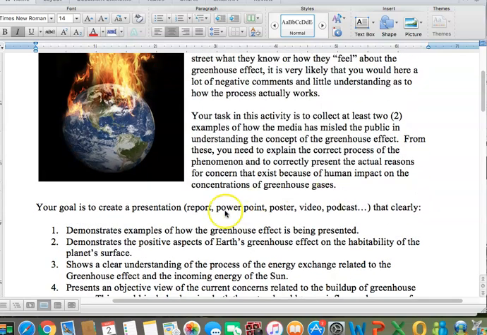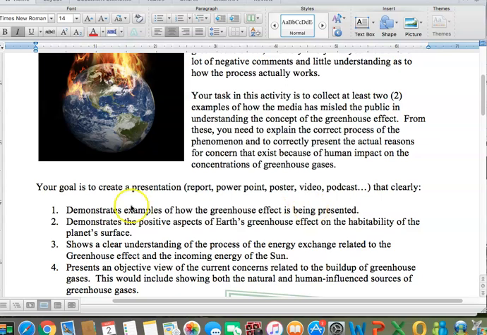So your goal is to create a presentation. This is very open-ended. It could be a report or a research paper. It could be a PowerPoint, a poster, video, podcast. Up to you how you want to present your findings. But make sure that your research does demonstrate multiple examples of how the greenhouse effect is being presented. Again, you're going to find research articles, videos, whatever that is in the media that portrays the greenhouse effect in a negative light.